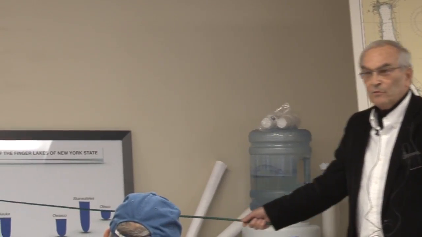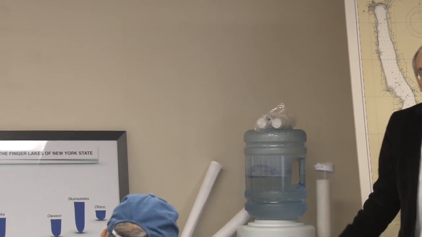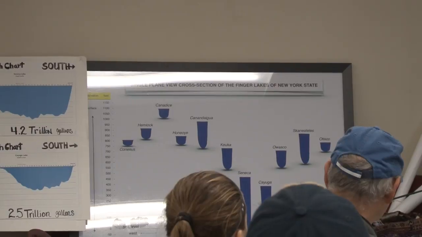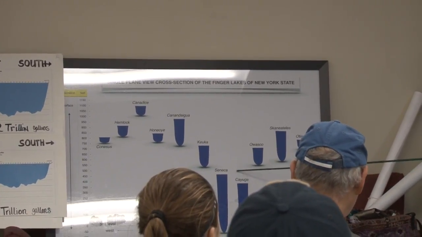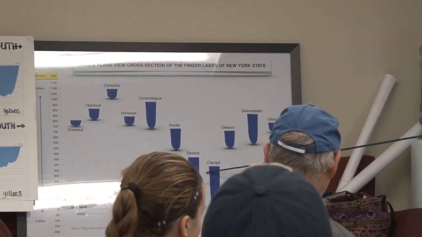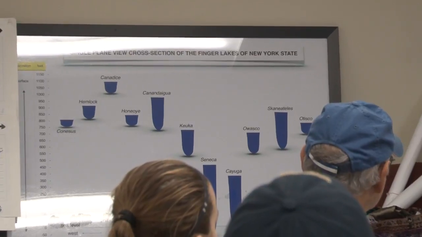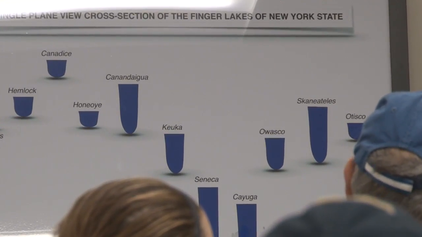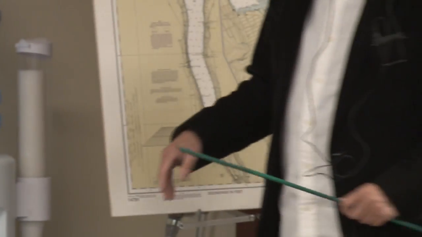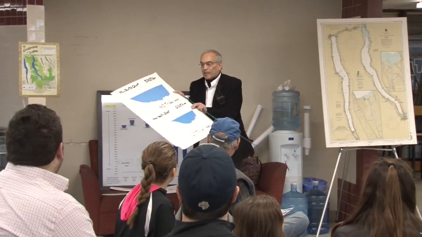So there's 11 Finger Lakes. These are all the lakes over here. I hope you can see them. And Seneca is the deepest, Cayuga is the lowest. And Cayuga is also the largest surface area of both, even though the people that live on Seneca would like to say that it's Seneca. Our surface area is maybe a mile or two square larger.